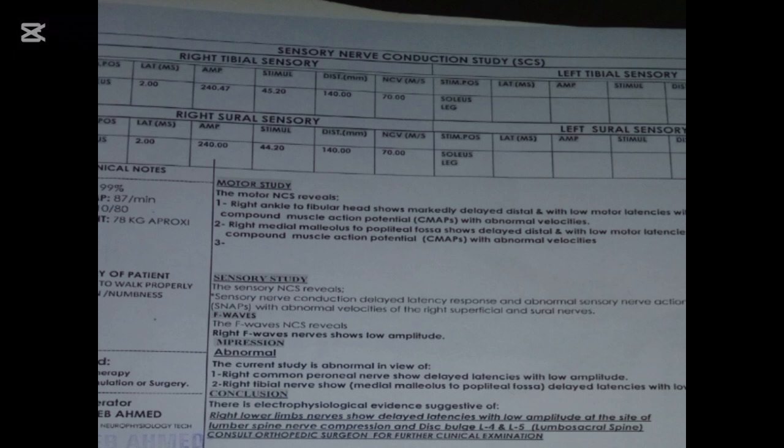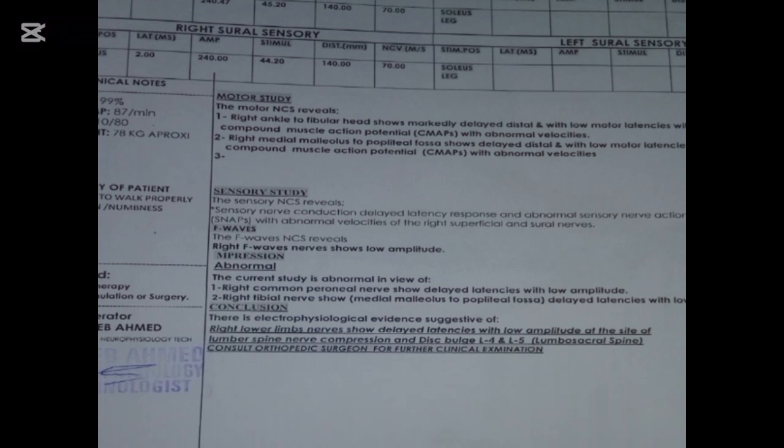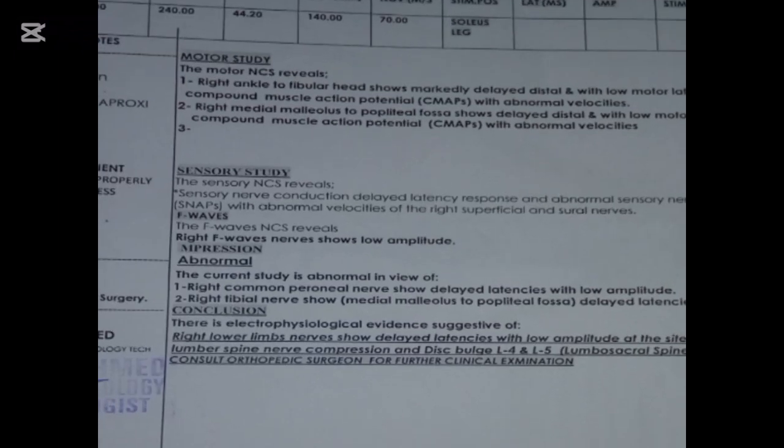After the study, we concluded that the right lower limb nerve showed delayed latency. Delayed latency means they show delayed supply, along with low amplitude at the site of lumbar spine nerve compression and disc bulge at L4 L5 lumbosacral spine. What the conclusion basically says is there is a delay. There is not a normal response or normal impulse transferring from the lumbosacral region to the lower limbs, indicating a disc bulge at L4 L5 levels.